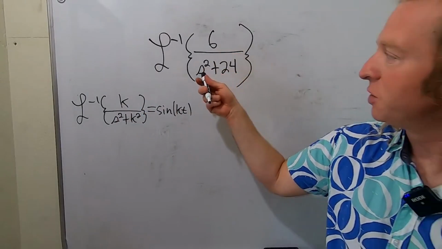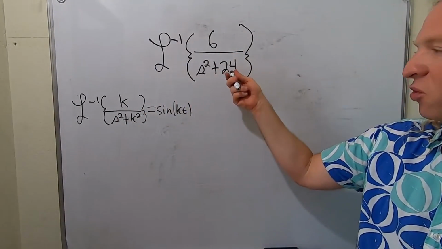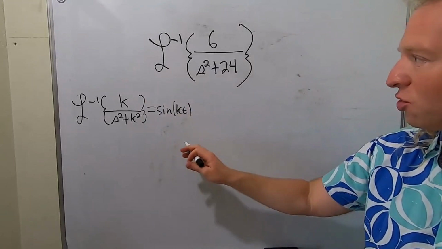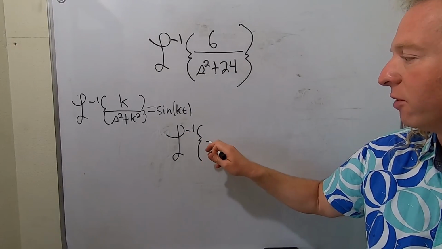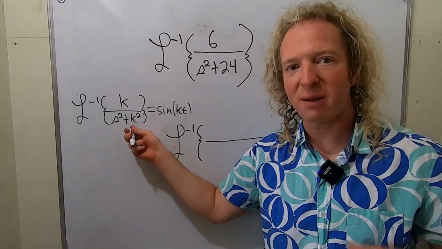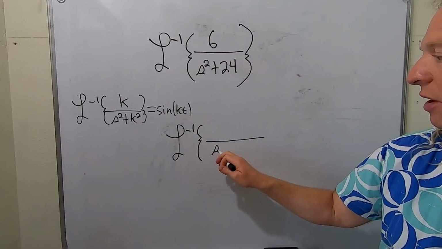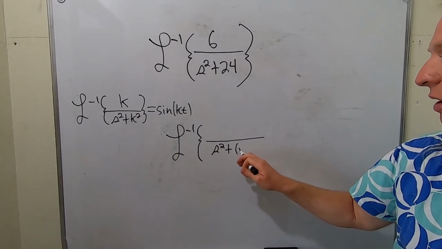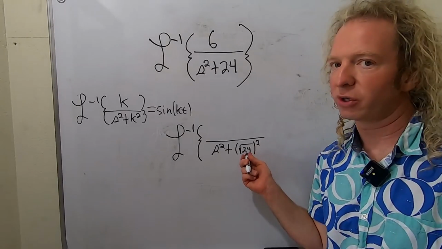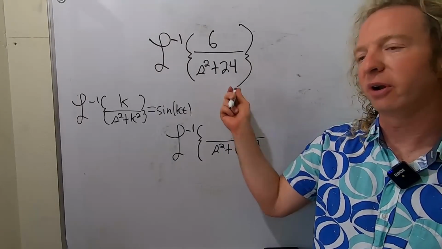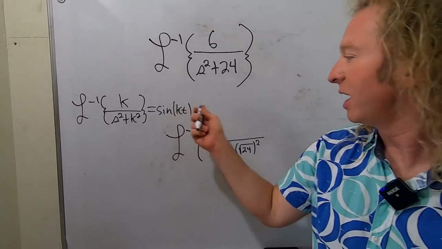So we're almost there in this problem. If you look here, you have the 24. That's got to be the k squared. So the trick is to rewrite the 24 in a way that it matches k squared. So it's s squared plus, well, I'm just thinking square root of 24 squared, because if you square the square root of 24, you're going to get 24. So then we need to have a k up here also.